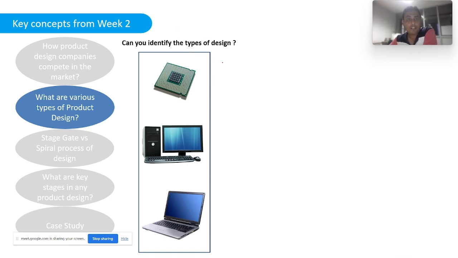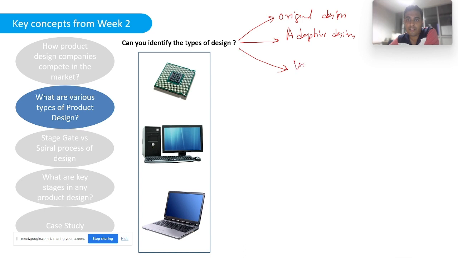Okay. So there are basically three types of design. One is called original design. There are some assignment questions which give an example and ask whether it is original design or the other kind of design. Then we have the adaptive design, and we have the variant design.